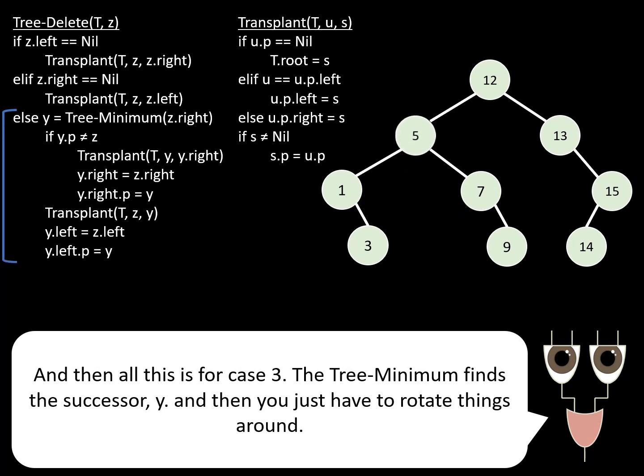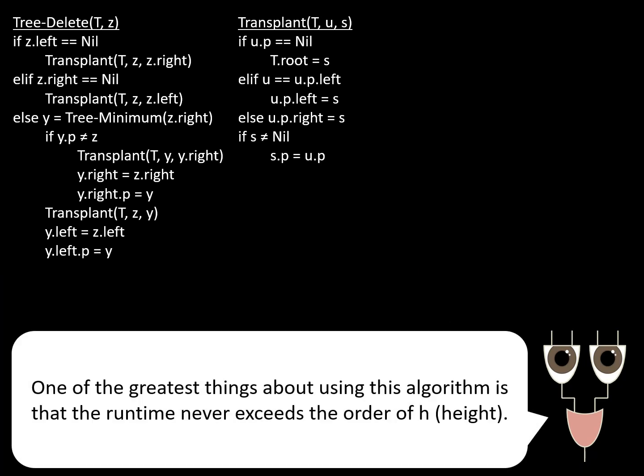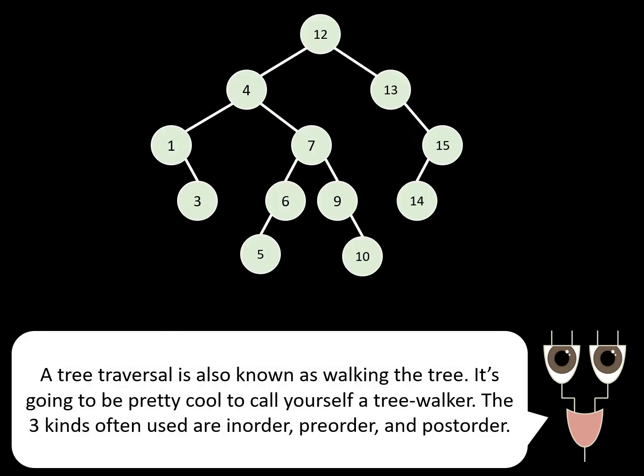The tree minimum finds the successor Y, and then you just have to rotate things around. One of the greatest things about using this algorithm is that the runtime never exceeds the order of H, which is the height. A tree traversal is also known as walking the tree. It's going to be pretty cool to call yourself a tree walker.